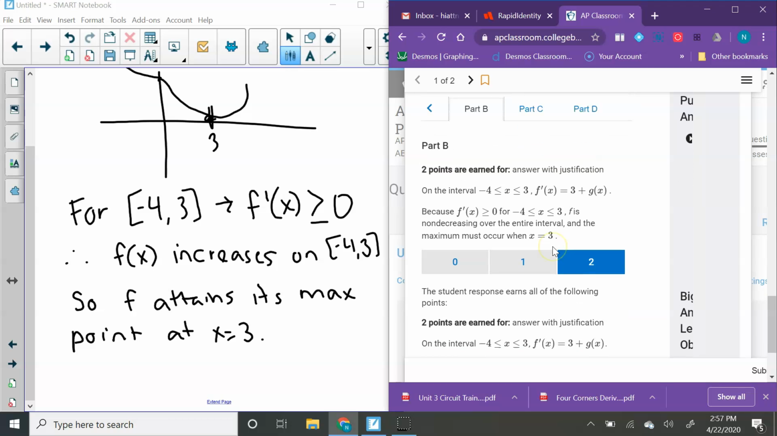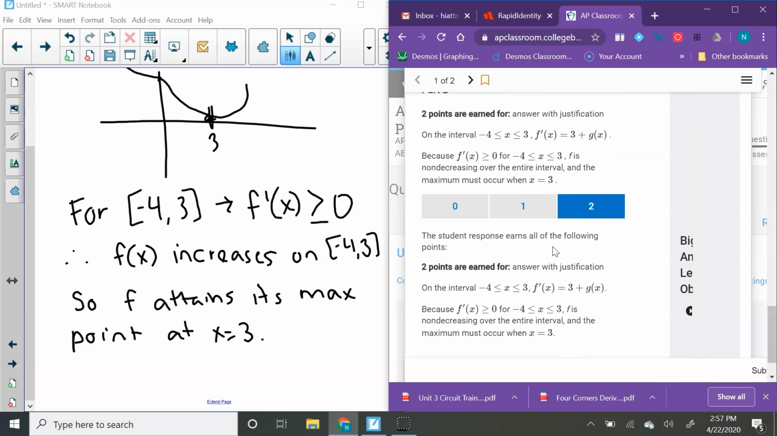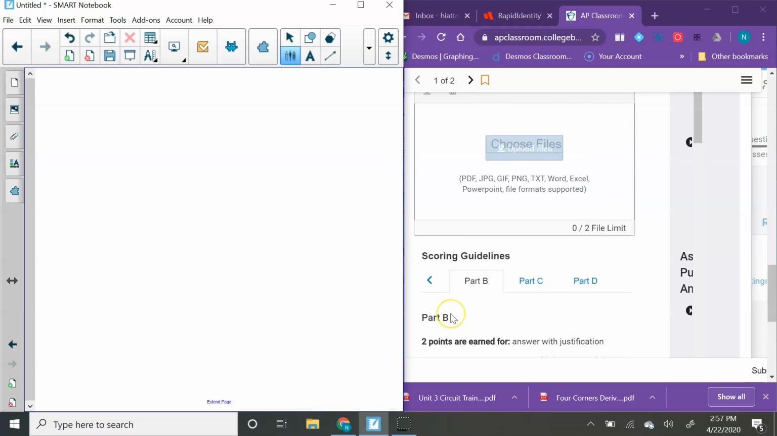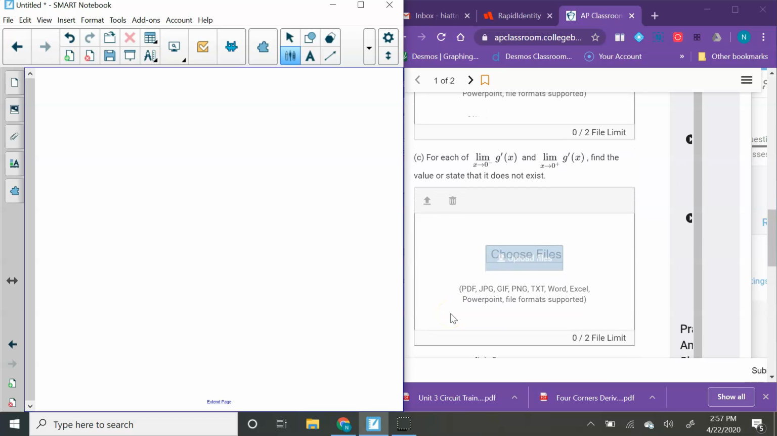If we look at this, this is worth 2 points. You get the answer with justification. So you have to say it's at 3, and you also have to give the justification with it. You're going to have both to get those points. Okay? If we go back up here to 3.